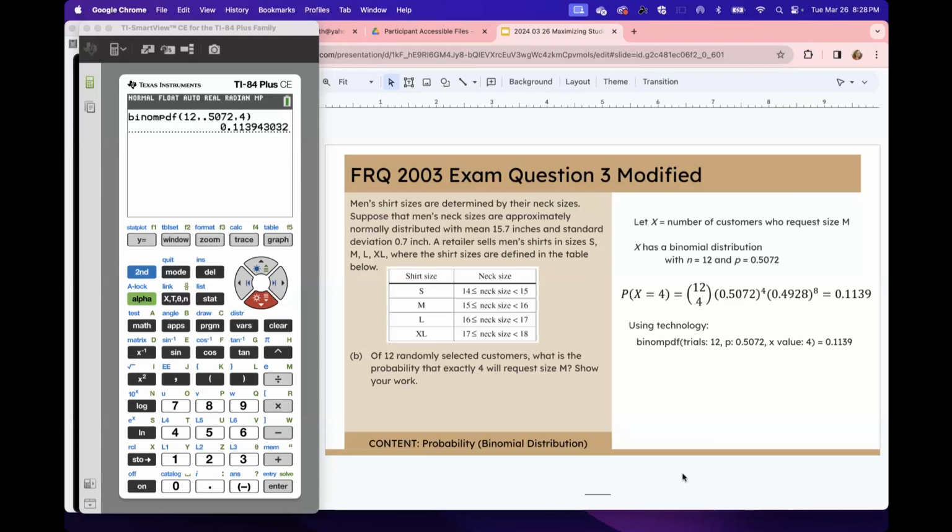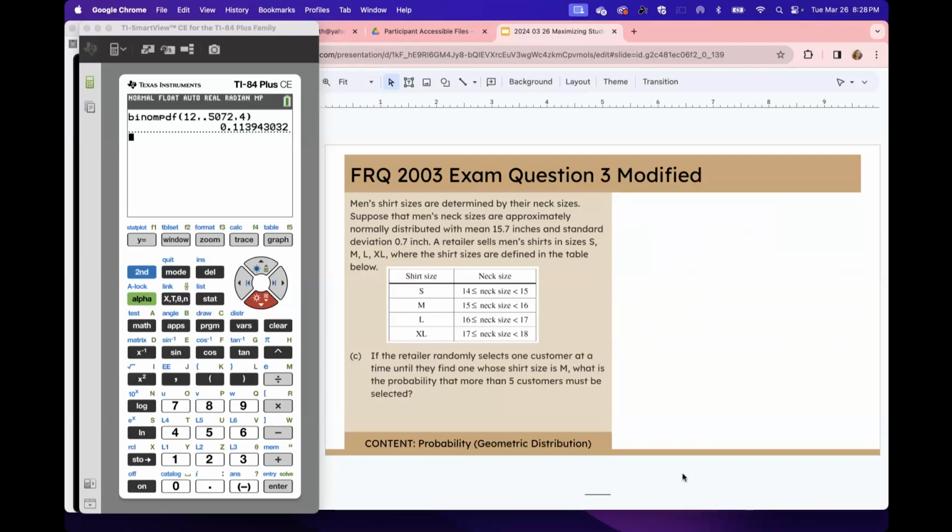Now, we've gone from normal to binomial. You wonder what's coming next. Well, Tracy and I didn't like what came next on the actual question, so we made up a new part C. It says, if the retailer randomly selects one customer at a time until they find one whose shirt size is a medium, what is the probability that more than 5 customers must be selected? For us as teachers, our mind is spinning: you keep choosing one till you get something to happen. That doesn't sound like binomial. We don't know how many trials there are going to be. It could be the first person, it could be the 20th person. So to us as teachers, hopefully this sounds like a waiting time problem, or a geometric probability question.